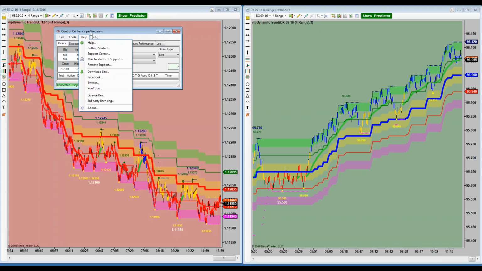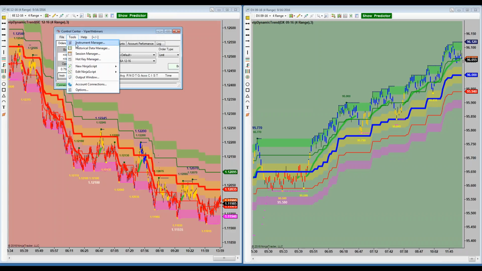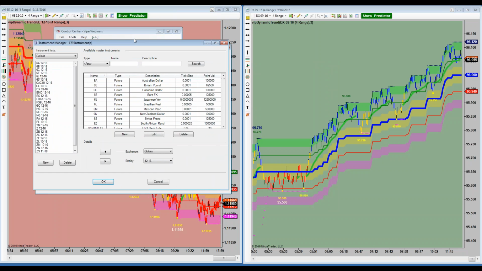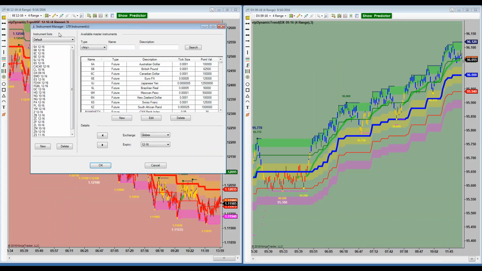Instrument manager, so you go to Control Center, Instrument Manager. Now inside of here is 179 instruments. You don't have to pay extra for any of this, Mindy. Once you have a Continuum or CQG, any of your data feeds that come from the CME group pretty much have all these instruments in them already.